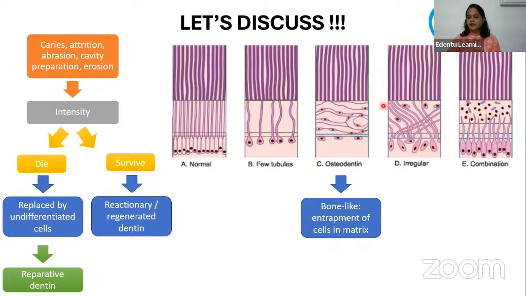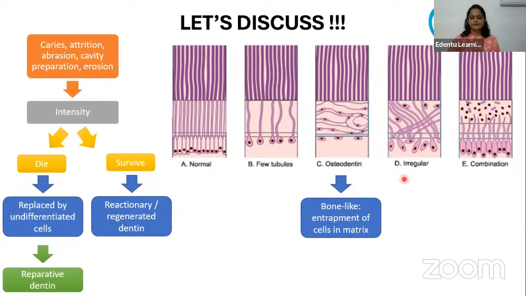And then irregular arrangement of the tubules is also seen, which is called the irregular type of the reparative dentine, and a combination of the osteodentine together with the irregular arrangement can be seen in the combination type. So this is what is called osteodentine.